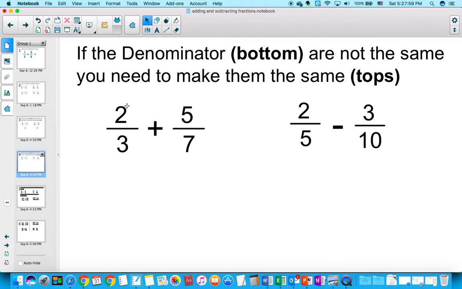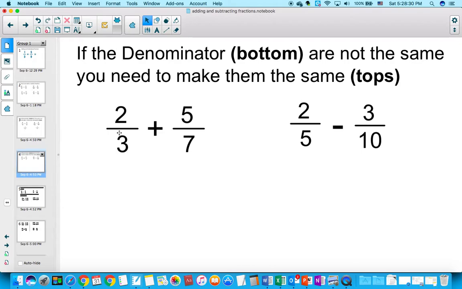So if the denominators are different when you're adding or subtracting, then you need to make them the same. And so this is where it gets a bit tricky. You can't just go, oh, 5 plus 2 is 7. Oh, 3 plus 7 is 10. So you can just go 7 over 10. No, don't do that. Bad, bad, bad. You can't go 2 plus 5 and then 3 plus 7. It doesn't work. You first need to make sure, are your denominators the same?